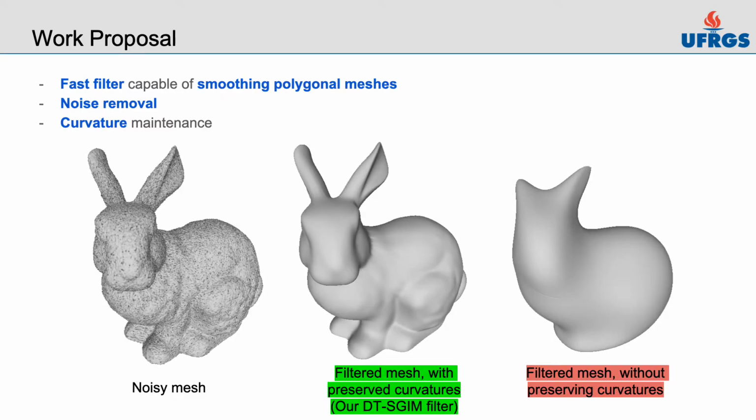We present a new filter capable of smoothing polygonal meshes like the one shown here. Our filter has two main goals. One is the ability to remove noise from corrupted meshes, and the other is the maintenance of the important curvatures of the original mesh. As an example, you can see to the right what happens if the noisy mesh is filtered without considering its curvature. The noise is removed, but some curvature information is lost. In contrast, we show in the middle the result obtained from our filter, considering the original mesh curvature.